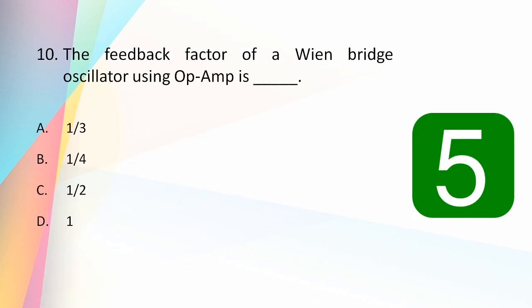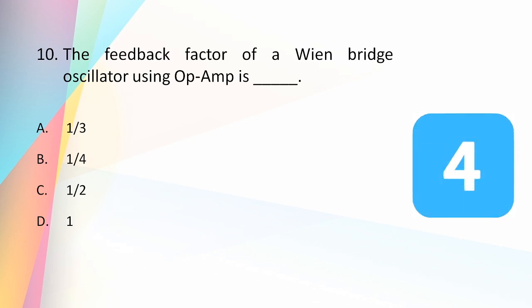The feedback factor of a Wien bridge oscillator using op-amp is: 1 by 3, 1 by 4, 1 by 2, 1.